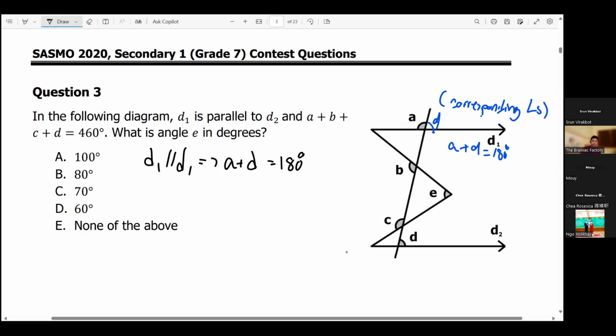Okay, so our 2 minutes has ended, and I'll solve this question. So for question 3, it says that in the following diagram, D1 and D2 are parallel to each other, and angle A plus angle B plus angle C plus angle D equals to 460. So they're asking for angle E. So like I said before, angle A plus angle D equals to 180 because it's on a straight line.